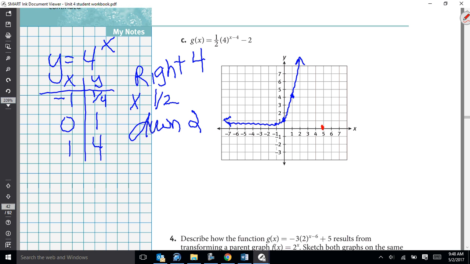So now let's choose this point. We're going to go to the right 4. 1, 2, 3, 4. So I'm at 1. 1 times 1/2 is 1/2, and then down 2, 1, 2. And then we had our point here, 1/4. So 1/4 to the right 4. So 1, 2, 3, 4. 1/4 times 1/2 is 1/8. And then down 1, 2.